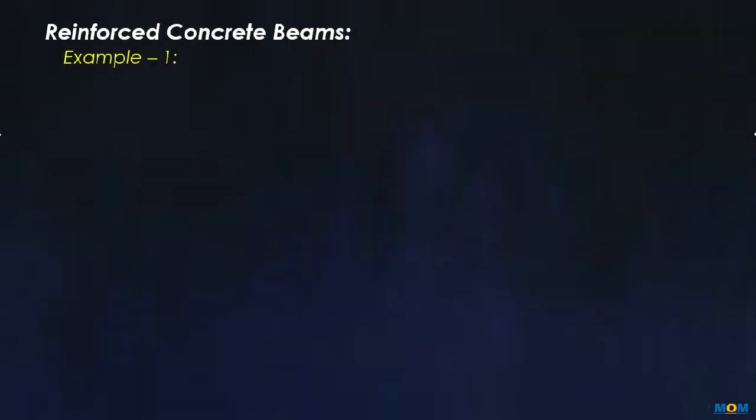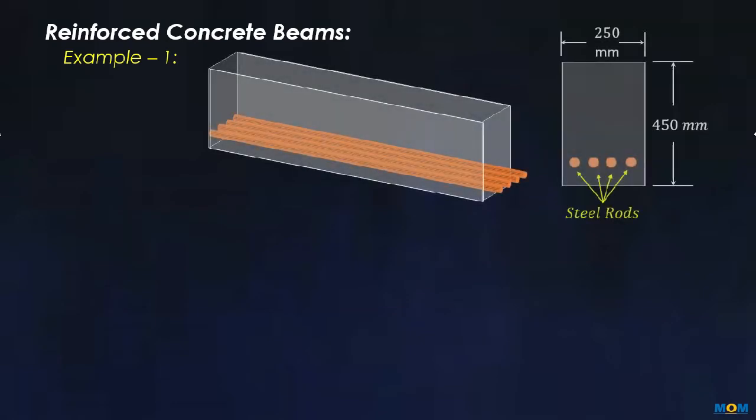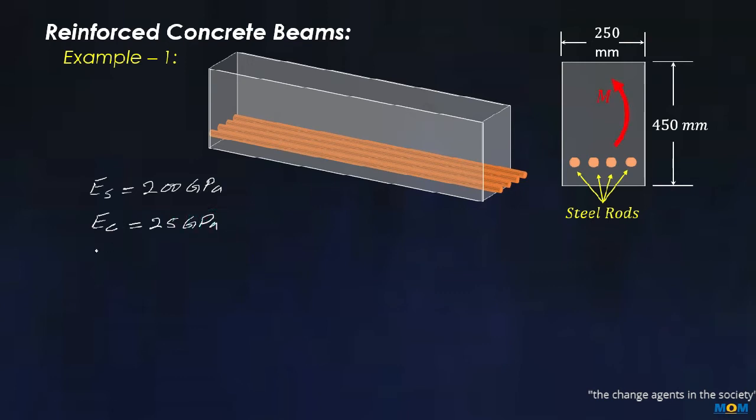Now let's solve one example of a reinforced concrete beam. We have a concrete beam having 4 steel rods, the width of the cross section of the beam is 250 mm, and the height of the cross section is 450 mm. Young's modulus of steel here is 200 gigapascal, the Young's modulus of concrete is 25 gigapascal. The bending moment is 200 Newton meter, and the diameter of each steel rod is 22 millimeter.